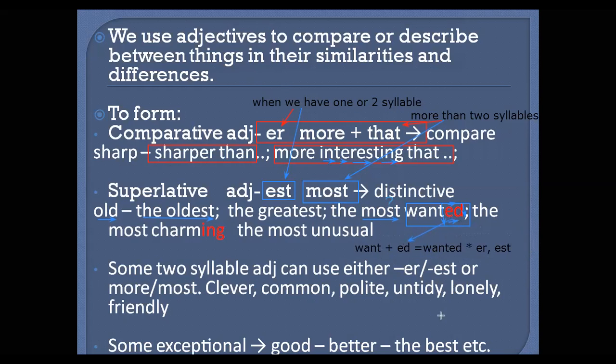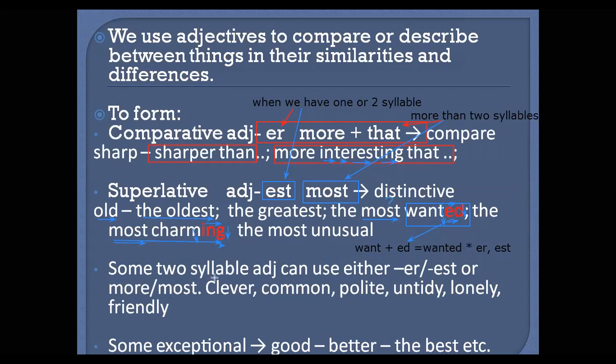For example, most charming, the same. Charming, the word charm itself is not an adjective. It's been created with this ing. So we cannot use est. We have to use most. Okay. So now we have two.